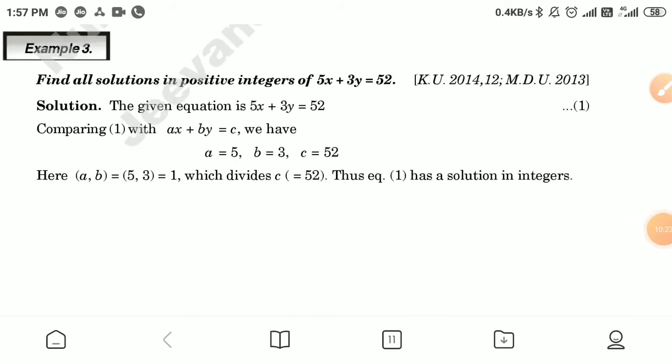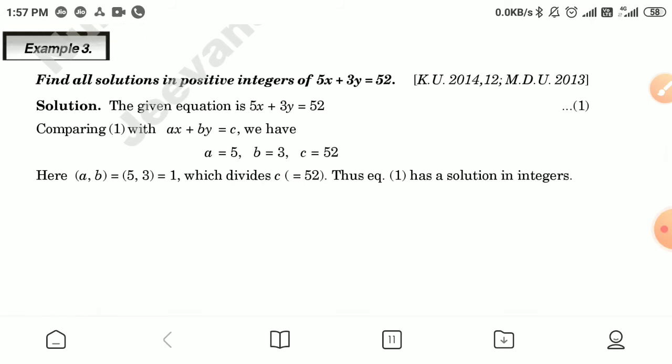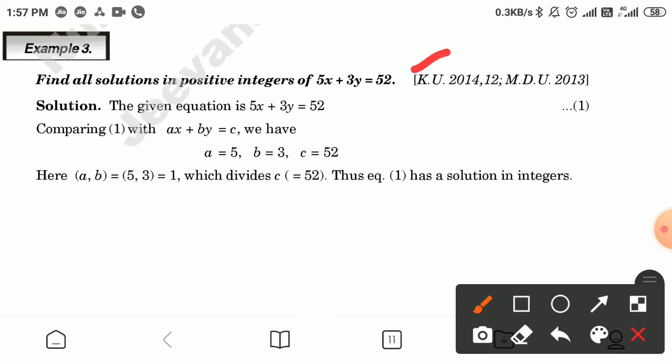Now example third: find all solutions in positive integers of 5x + 3y = 52. The given equation is 5x + 3y = 52. Comparing it with the standard equation, a is 5, b is 3, c equals 52. And the greatest common divisor of a and b is 1, which divides 52. The equation has a solution in integers.